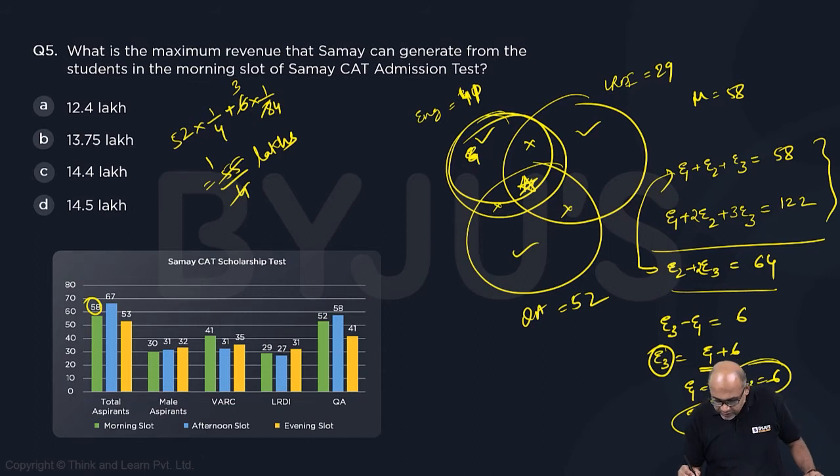Just a minute, I'm just checking if there is any error, because I'm getting 16 and 16 is not there in the options. So 52 by 4, 2 fours are 8... 52 plus 3 is 55, 55 by 4.